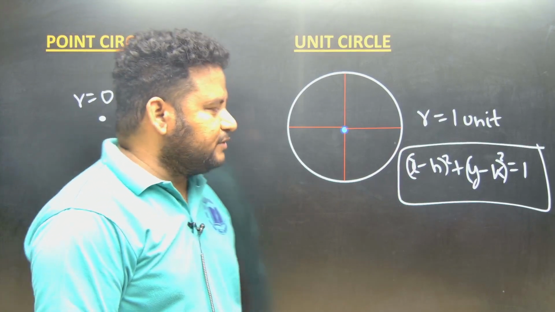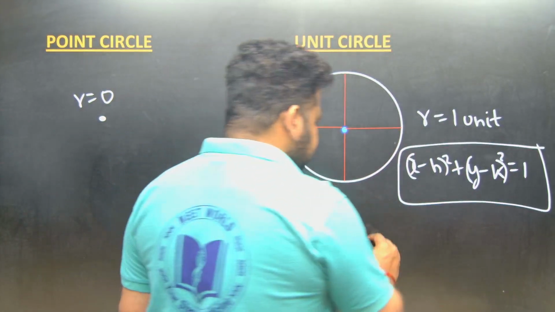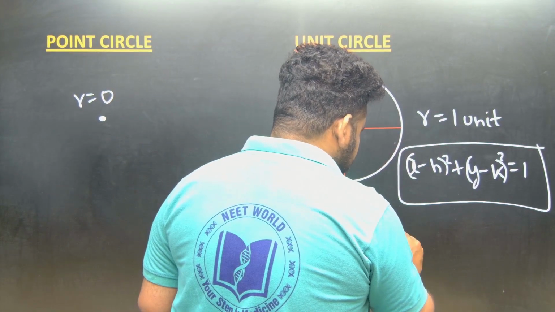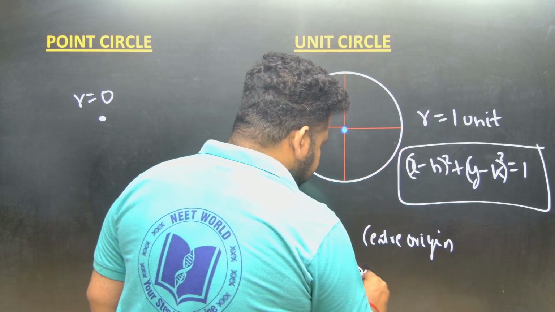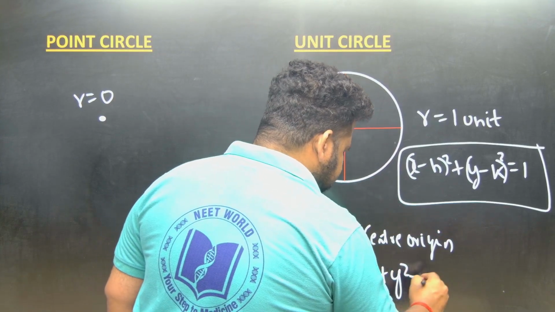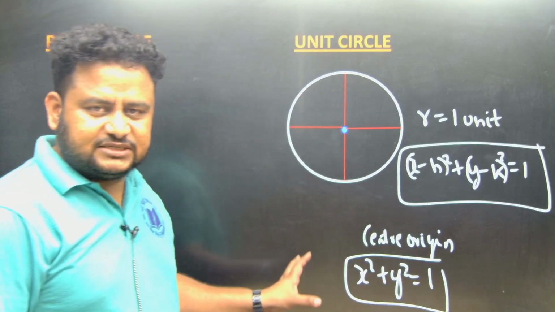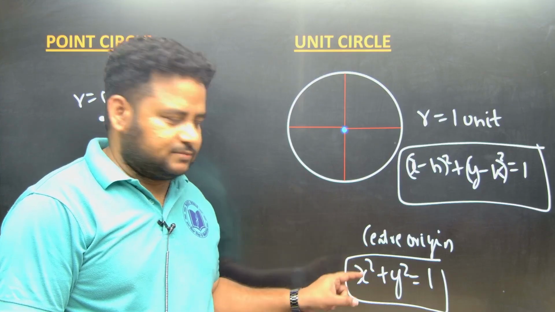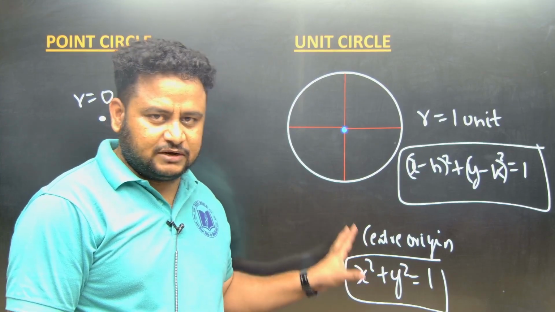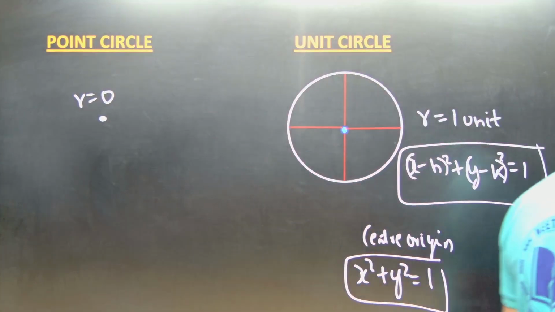Suppose we are having a unit circle, and its center is at the origin. What will happen in that case? You will have x square plus y square is equal to r square, which is 1 square. So x square plus y square is equal to 1. This is a unit circle whose radius is 1 and having the center at the origin. Please remember this: x square plus y square is equal to 1 represents a unit circle with center at the origin.